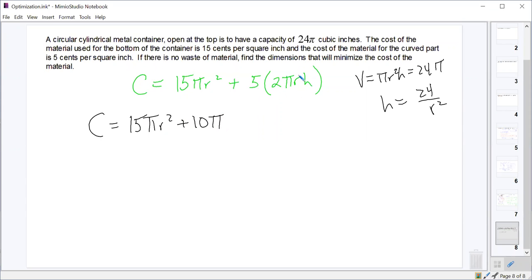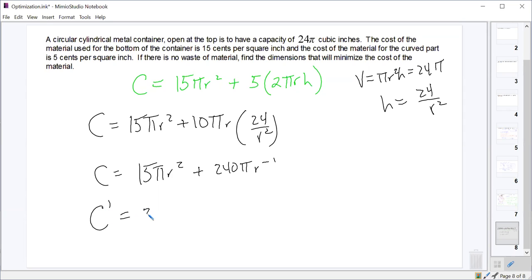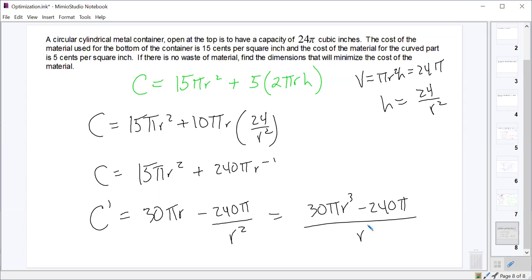So we got 10 pi r and then times h, 24 over r squared. Or a final cost equation of cost is 15 pi r squared plus, what does that become? 240 pi r to the negative 1. Good or no? Yeah. Okay, we'll take our derivative, c prime, should be 30 pi r, and then minus 240 pi r to the negative 2. Or if we get a common denominator, 30 pi r cubed minus 240 pi over r squared.